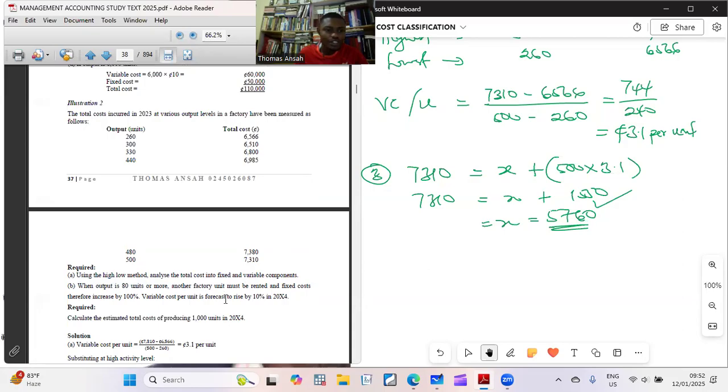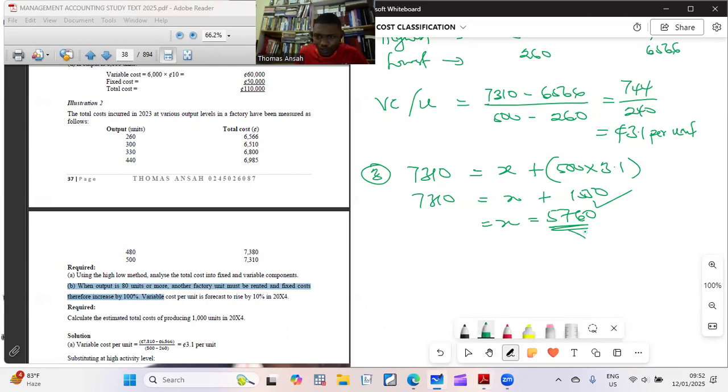All right. Now, it says that B, when output is 80 or more, another factory unit must be rented, and the fixed cost will increase by 100%. Now, watch it. If our fixed cost is to increase by 100%, it means we are multiplying it by 2. 100%. Take note of that. What you have now, you need to increase it by 100% again. So times 2 gives me 11,520.